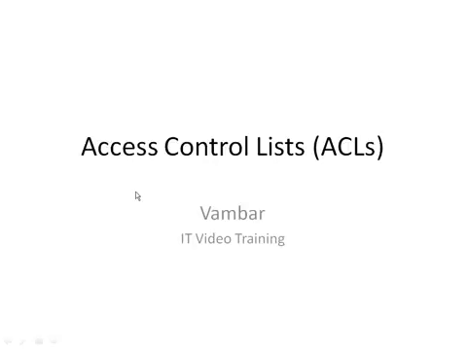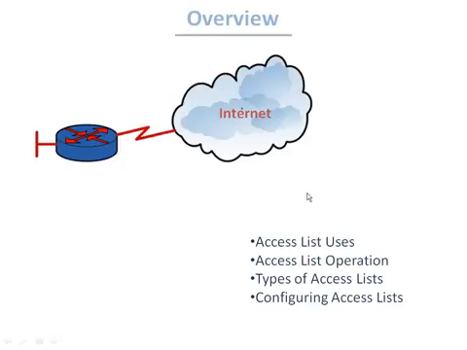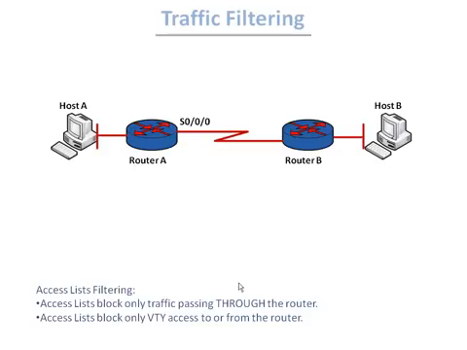Well, one way to implement such control is by the use of access control lists, or ACLs, and that's what we're going to do now. First, we'll see what exactly we can use the access list for, and then we'll see how access lists actually work. After that, we'll discuss the different types of access lists and how we can configure them. Well, it is said that there are two main uses of access lists.